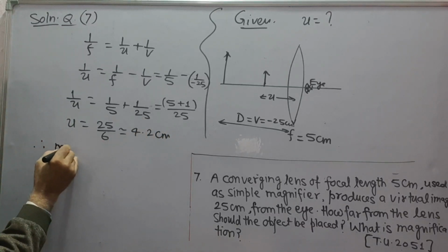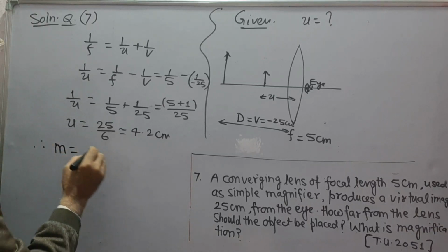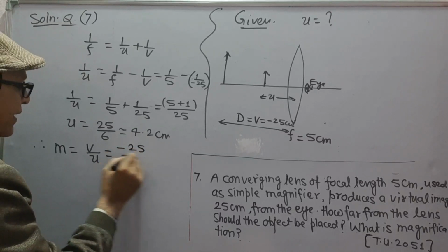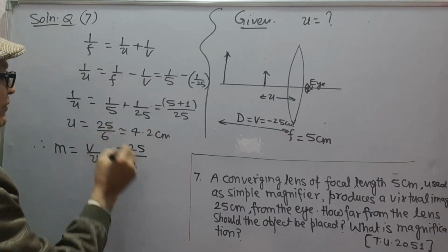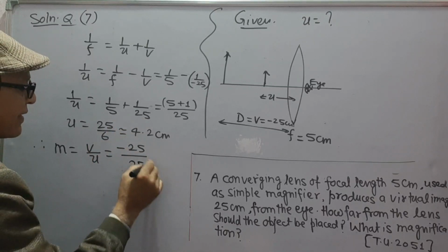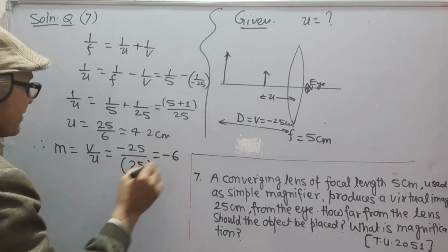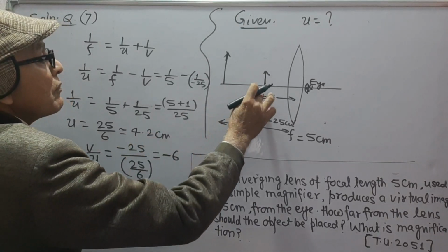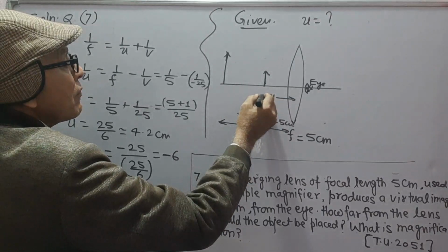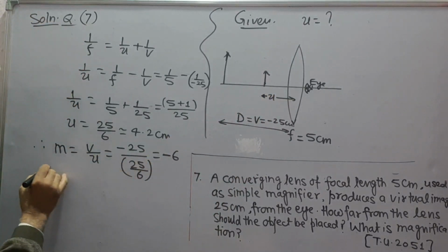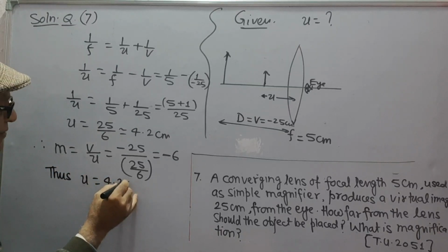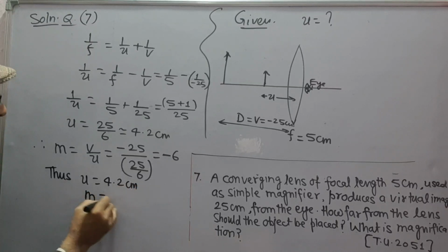Therefore, linear magnification will be equal to v upon u, which is minus 25 upon 25 upon 6, which is minus 6. Minus indicates a virtual image. Thus, u is 4.2 cm and m is 6.